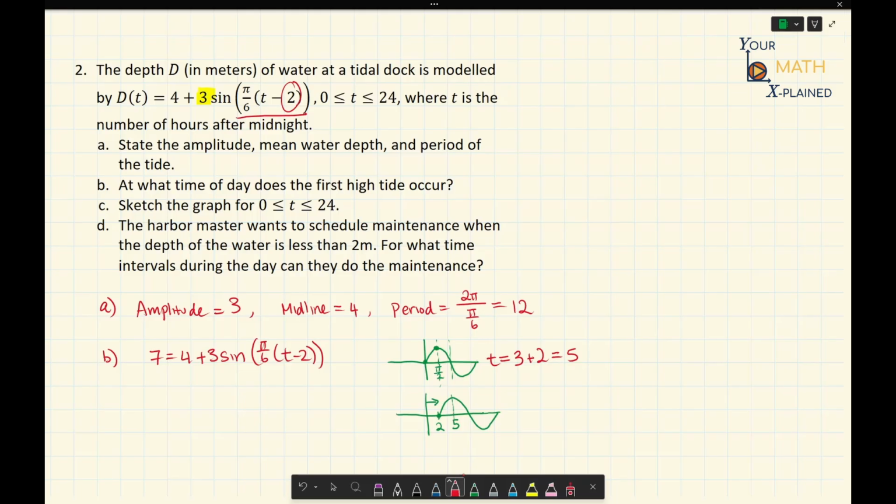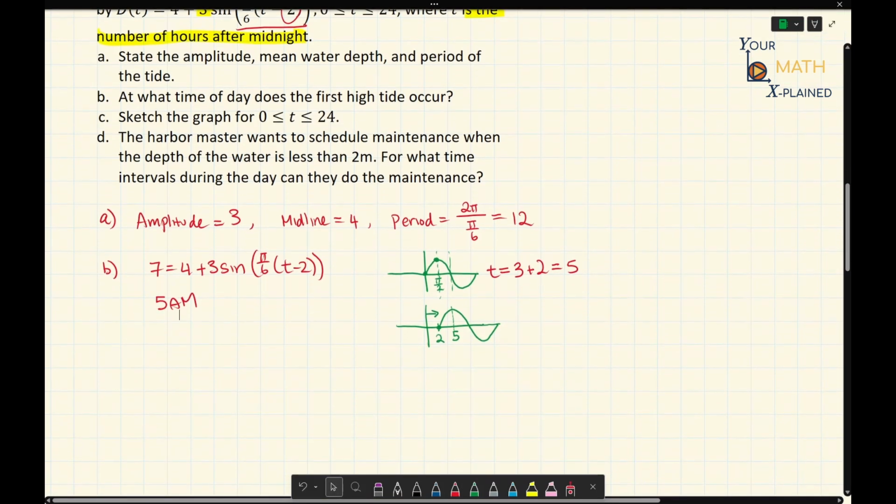And now to answer the question, because they asked what time of the day. So t here is the number of hours after midnight. So if t is equal to 5, then that means this is going to be 5 a.m.